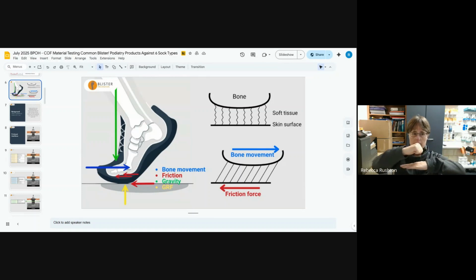But if we think about a metatarsal head, the aim here for blister prevention, if we're trying to affect a lower coefficient of friction, is to lower the friction here, so the skin will slip and be able to move in sync with the bone at an earlier moment, thereby reducing the magnitude of those shear distortions.